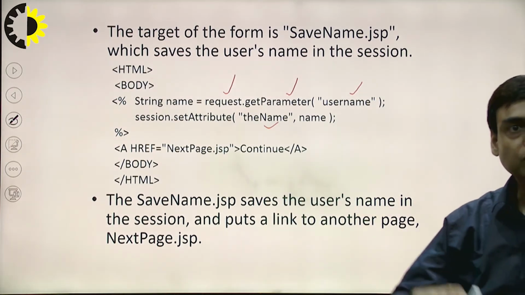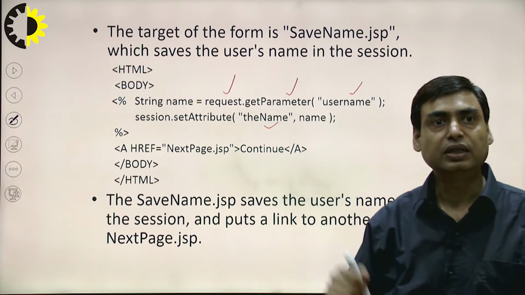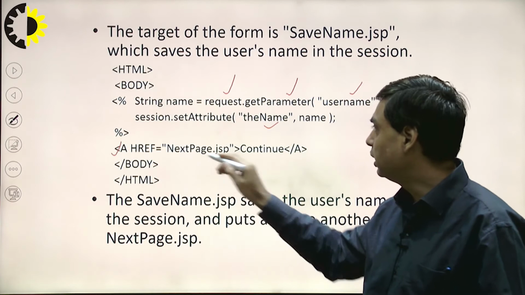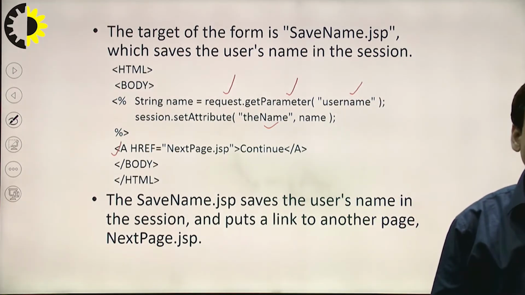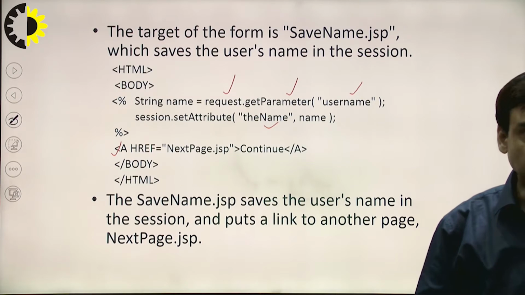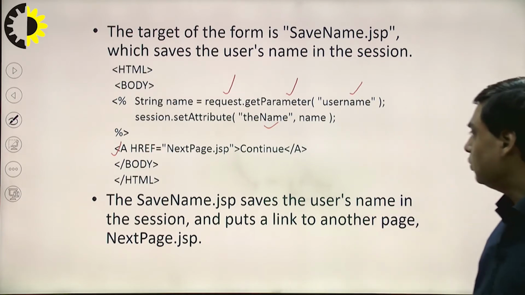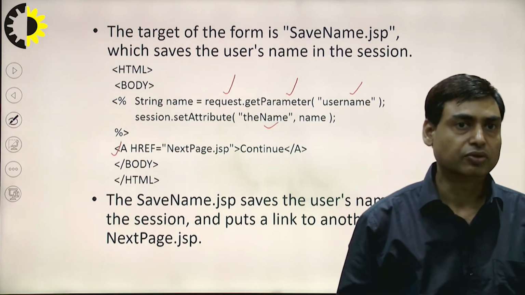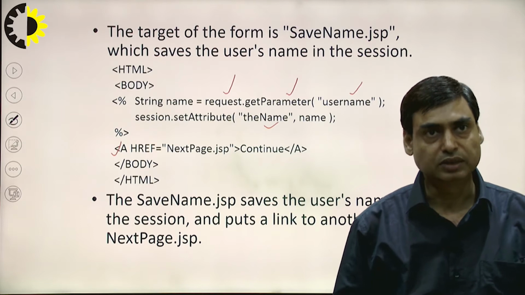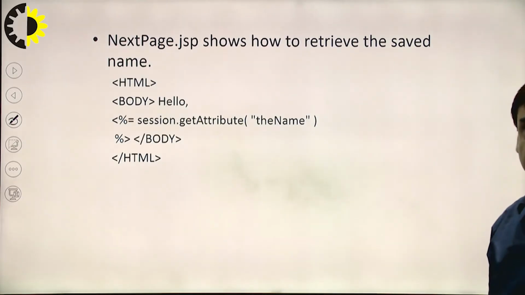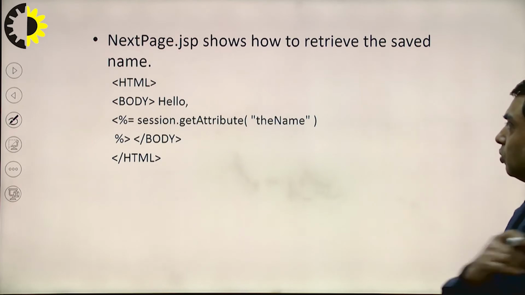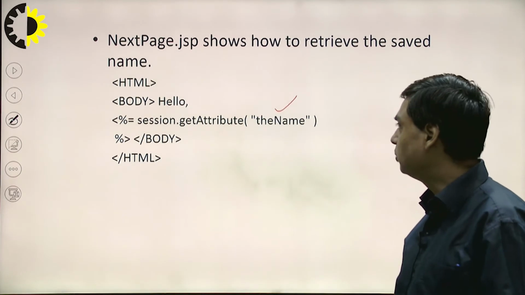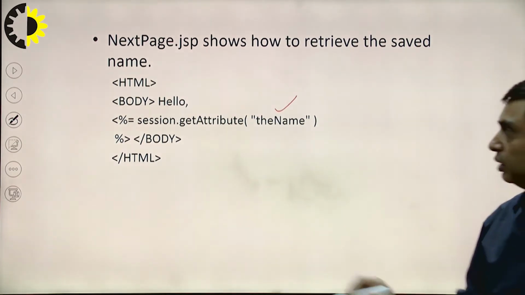Next job is to move to the second JSP page and receive the value. So we are using a hyperlink, and we click on the next page.jsp. When we click on continue, it will move to the next page.jsp. So save name.jsp saves the user's name in the session and puts a link to another page, that is next page.jsp. Then in the next page.jsp, we show how to retrieve the saved name. The name is retrieved with the variable the name, and we are using the value of the name. The value will be retrieved and displayed.